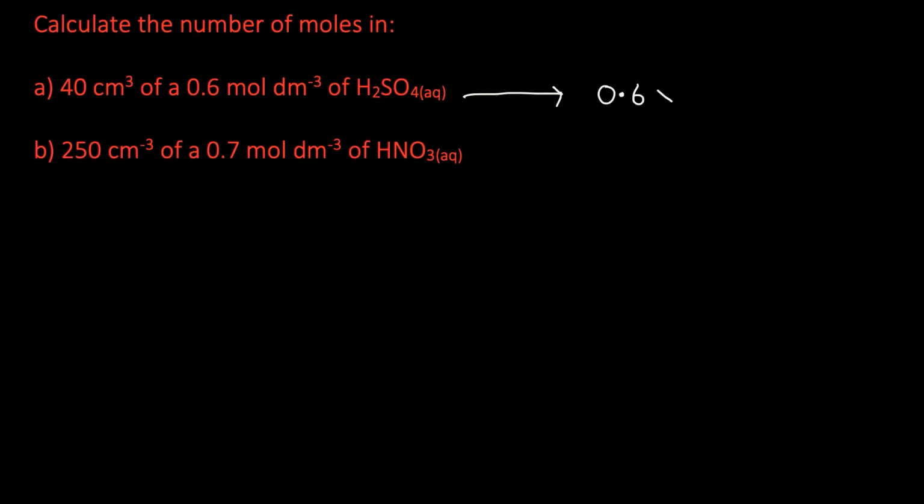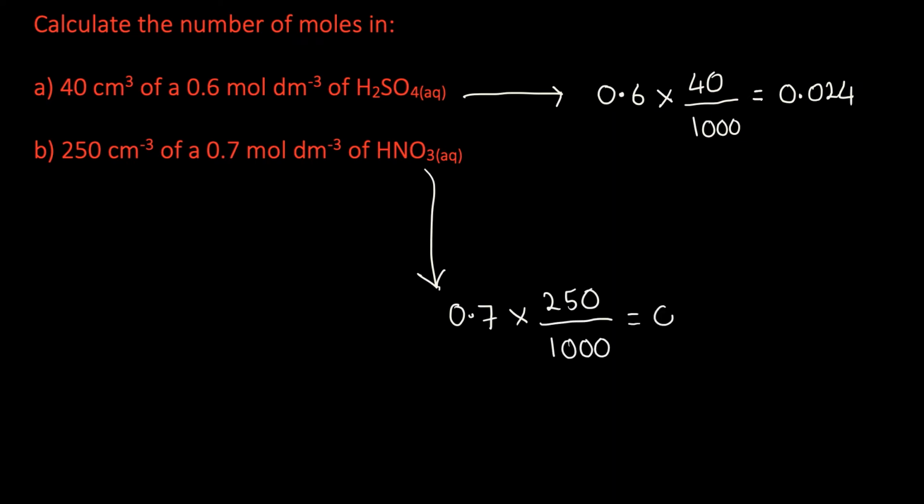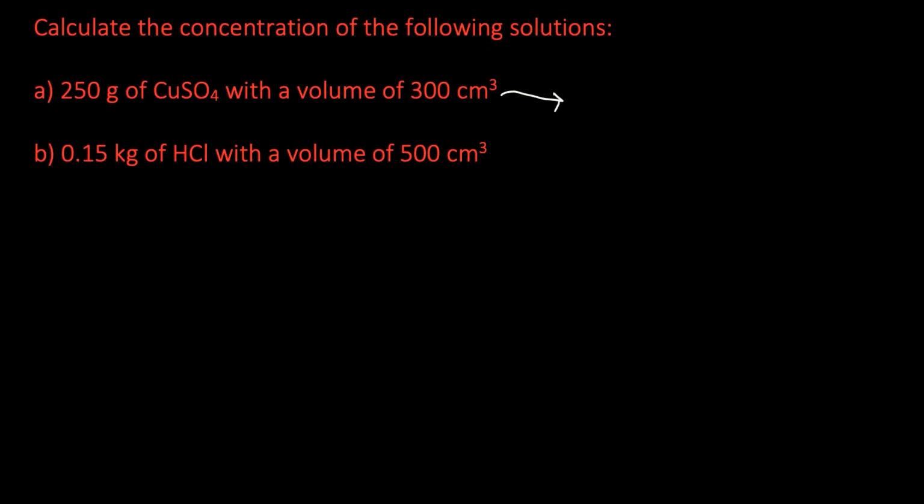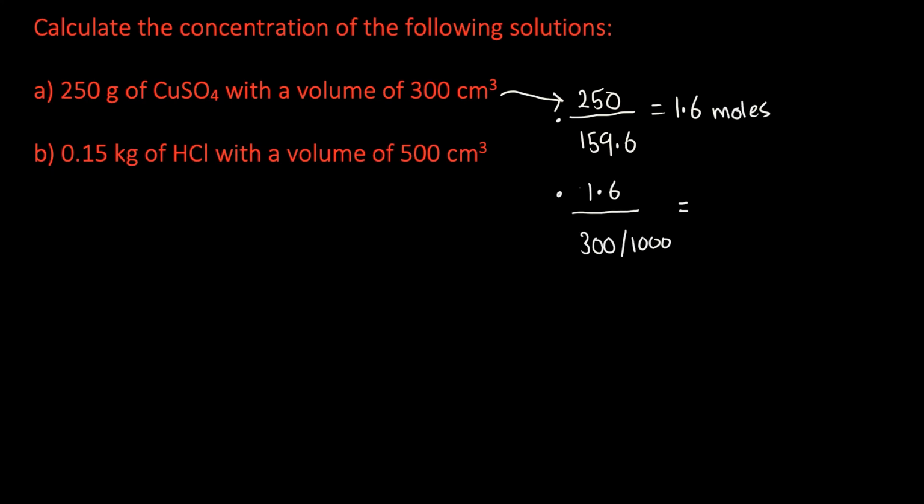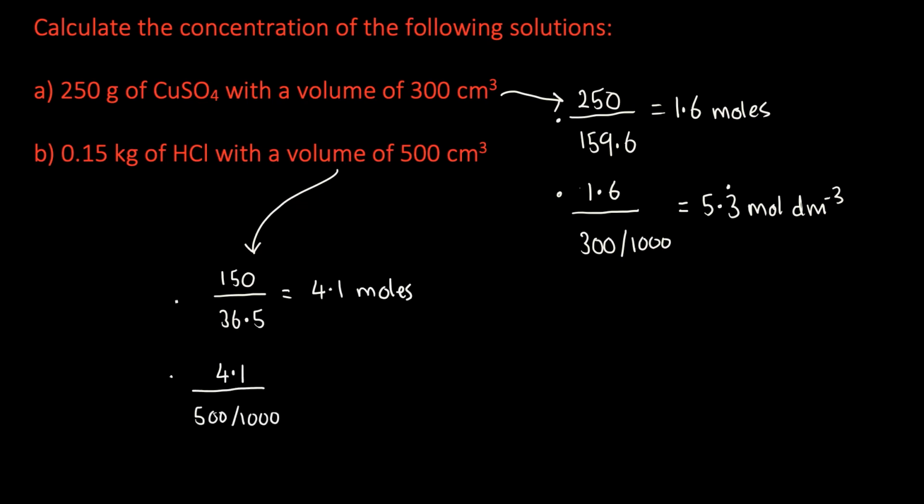Concentration multiplied by the volume in dm cubed and we get 0.024 moles. Again, concentration multiplied by the volume in dm cubed and we get 0.175 moles. Mass divided by the molecular mass and we get 1.6 moles. Divide this by the volume in dm cubed and we get 5.3 mole dm cubed. Again, mass divided by molecular mass gives us 4.1 moles. Divide this by the volume in dm cubed and we get 8.2 moles per dm cubed.